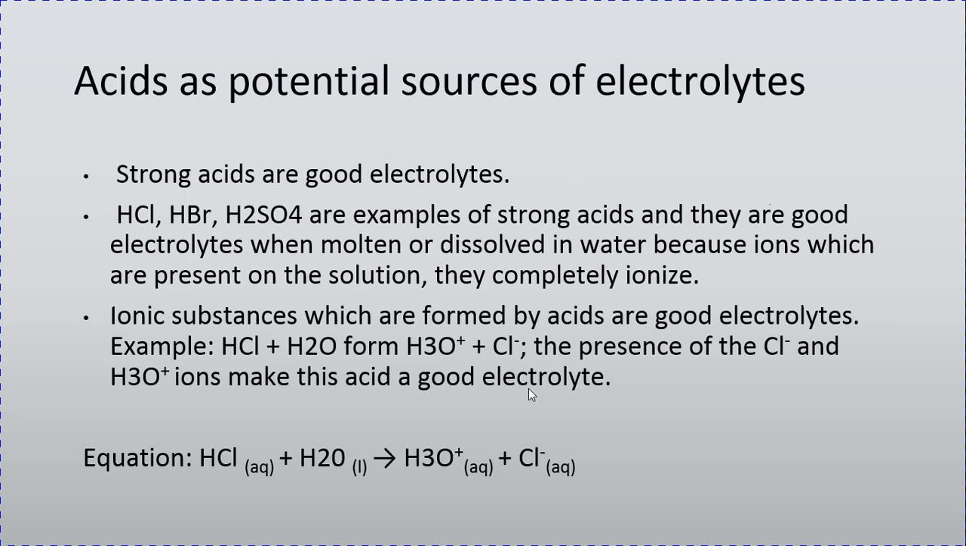Hydrochloric acid, bromic acid, and sulfuric acid are examples of strong acids, and they are good electrolytes when molten or dissolved in water because the ions present in the solution completely ionize. Ionic substances which are formed by acids are good electrolytes. For example, HCl plus H2O forms H3O+ plus chloride ion. The presence of the chloride ion and the H3O+ ions makes this acid a good electrolyte.